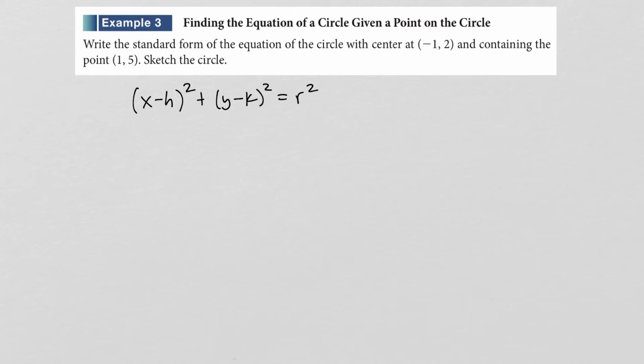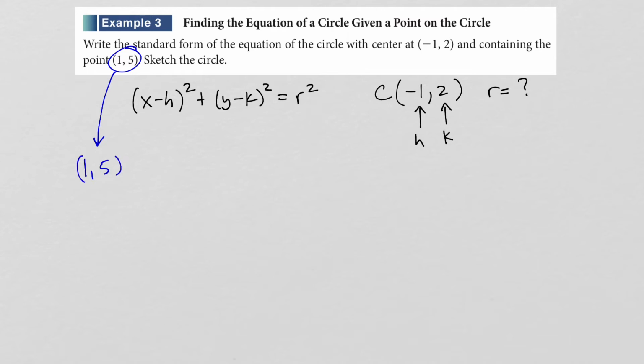Now, what do we know for our problem? We know the center is at (-1, 2). So that means that h is -1 and k is +2. And then we don't know the radius. So that's the problem here. But we do know that this point is on the circle. So when we say that the point (1, 5) is on the circle, or the circle contains that point, what we're saying is that 1 is an x value and 5 is a y value, and those x and y values must satisfy that equation.